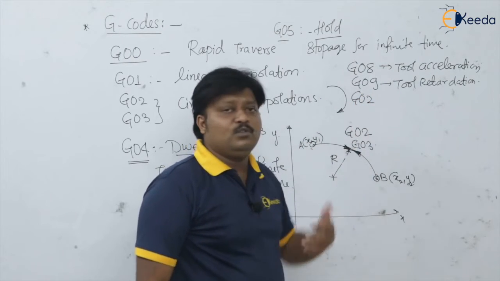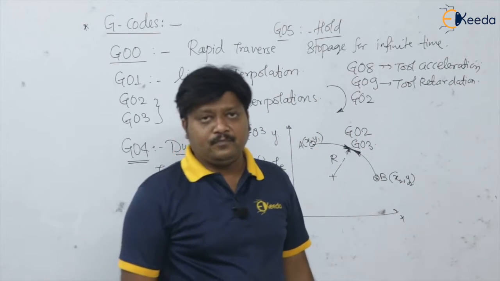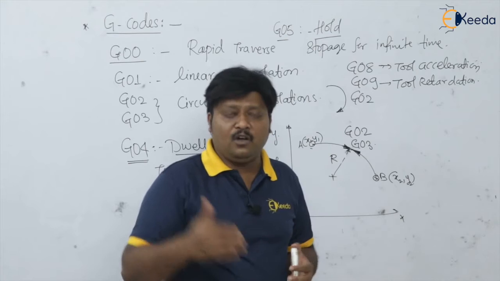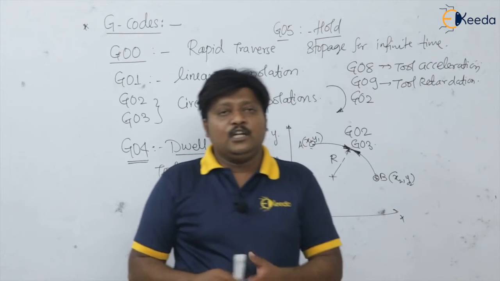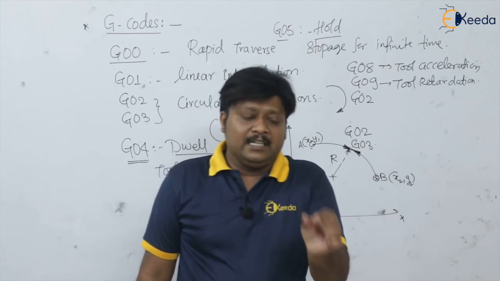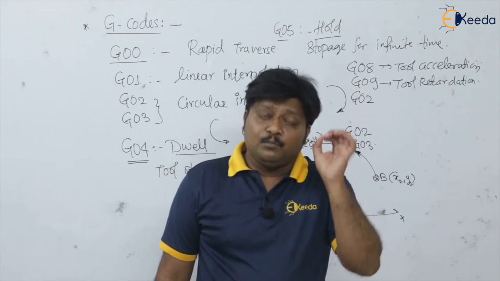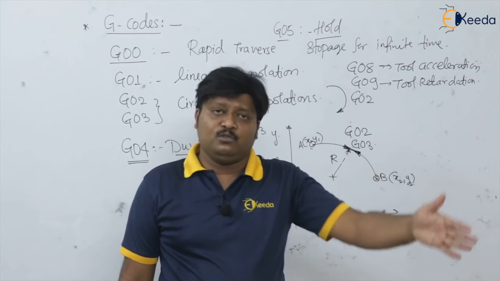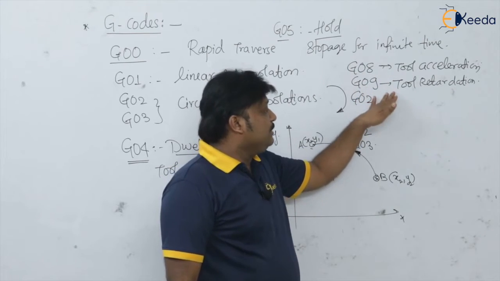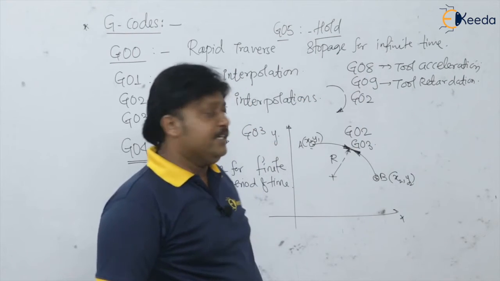G09 is the tool retardation, or nothing but the speed reduction for the exact stoppage. Whenever the tool is going to stop at the final point, before reaching the final destination the tool slows down its speed, to reach the targeted destination at the exact position without overshooting. So that code is G09, speed reduction for exact stoppage. By default nowadays these codes are inbuilt in the equipment.